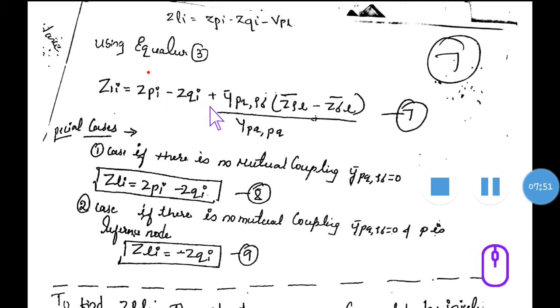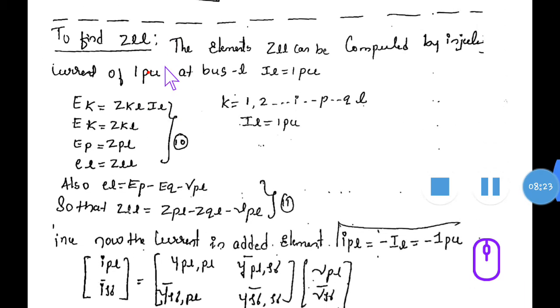First condition: no mutual coupling, no reference. Second: no mutual coupling, with reference. Wherever the P term is there, ZPi will be 0, and the term with 1 by YPQ,PQ and the mutual coupling PQ,rho sigma will be 0, since there is no mutual coupling. With reference, Z of Li is minus ZQi. So Z of Pi will be 0 if the reference is there. This is the condition for addition of link for the off-diagonal value. Now you have to do addition of link for the diagonal value, Z of LL.